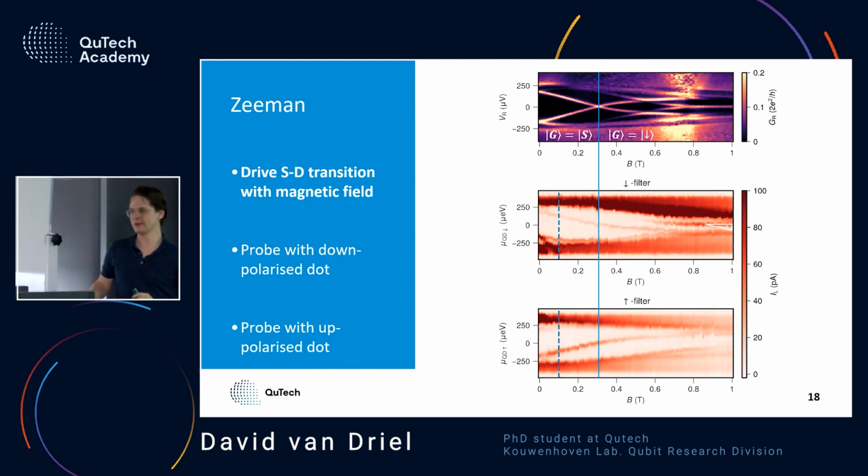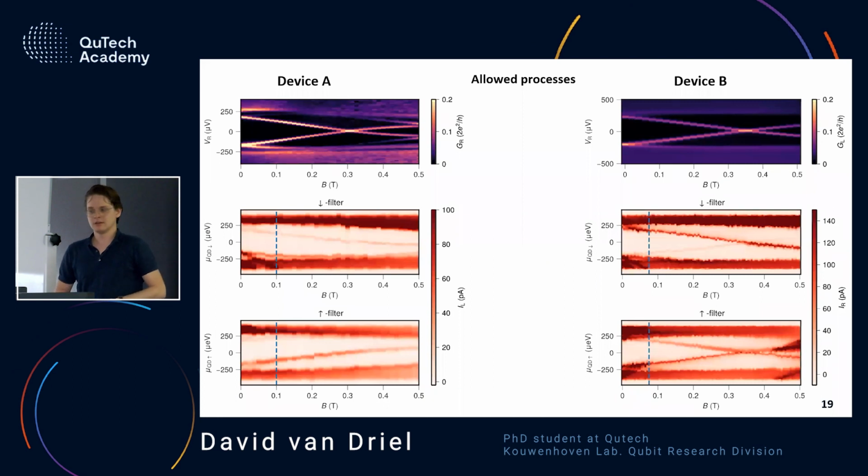So what I'm going to do now is compare this device with another device. And I think you will see why this is so spin polarized. So there's two devices now. The left one I showed you in the previous slide, and the right one is another device. And let's first look at the allowed transport processes for the ABS.